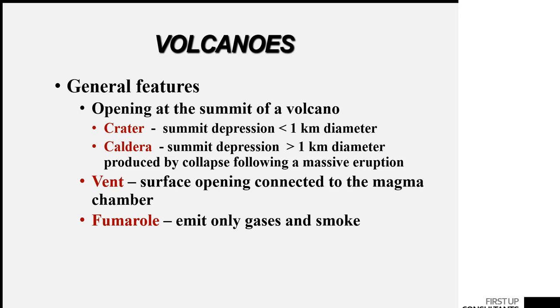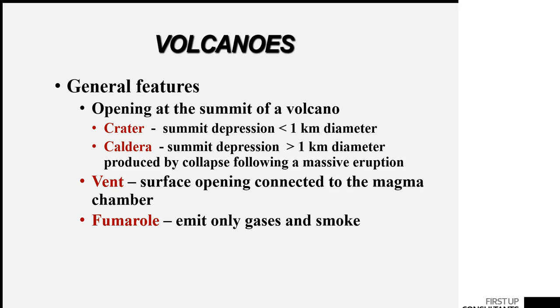If the summit depression, that opening, is less than a kilometer in diameter, it's a crater. So that is a smaller opening. And if it's bigger than 1 kilometer, it's a caldera. Calderas are formed after the volcano structure is weakened because the magma that was supporting it has erupted out, and so the top collapses in on itself. We'll look at a step-by-step series of this with Crater Lake.